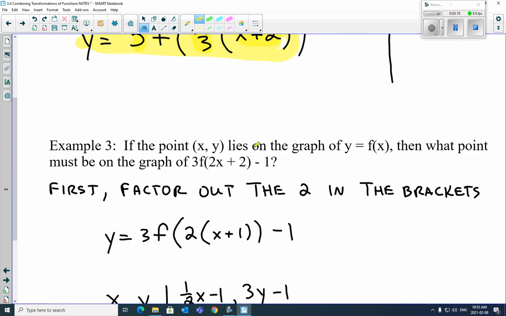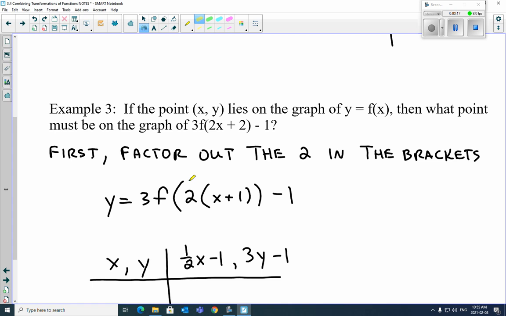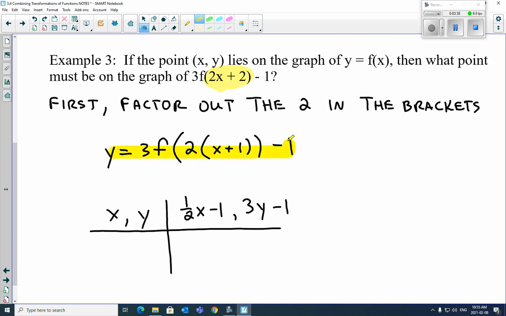Okay, example 3. If the point (x, y) lies on this graph, then what point must be on the graph of this one? First, factor out the 2. Now, this is tricky, we're going to throw some weird things at you. x has to be by itself, so you have to factor out the 2. When we factor out the 2, 2x divided by 2 is just x, 2 divided by 2 is 1. So that changes the way it looks here. Now, if you look at this equation, 4 things are happening.